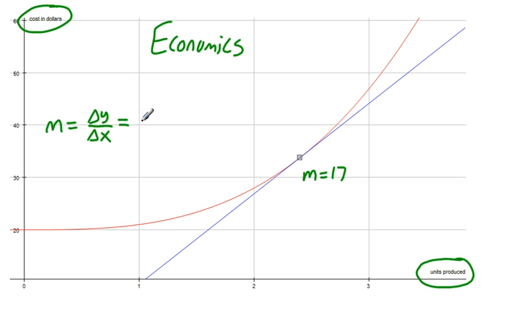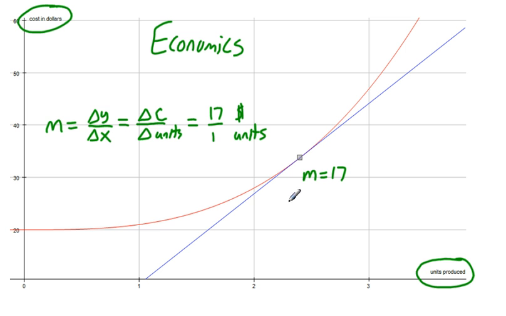Since our variables in this case are cost in dollars, we're essentially looking at change in cost over change in the number of units produced. So in this situation, if the number is 17, think of that like positive 17 over 1. This is essentially cost in dollars, and then this is the number of units produced. So what this means is at this specific moment in time, the cost is increasing $17 per unit.